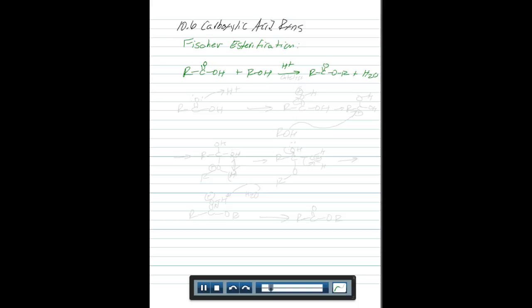This is called the Fischer esterification. This was Fischer back in the late 1800s, early 1900s. He won a Nobel Prize. He did the Fischer projections. He did a lot of chemistry with sugars. He was the big guy in sugars. So, the Fischer esterification.